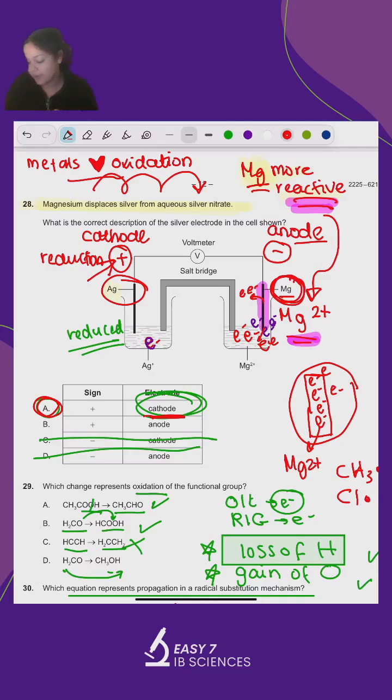We can also just think about exactly what's happening in the electrode. If it's getting oxidized, getting rid of so many electrons, the electrons are all there, it's going to make it negative.